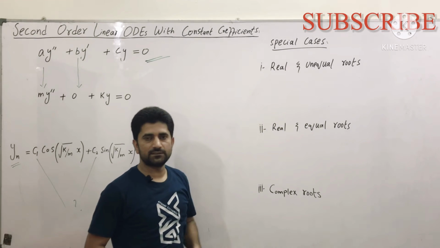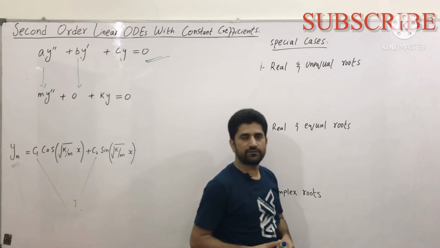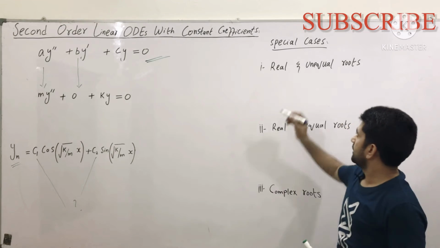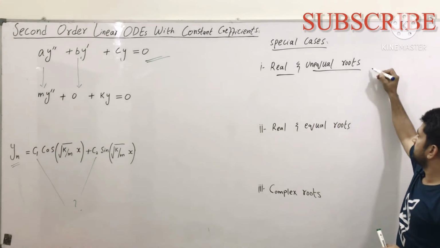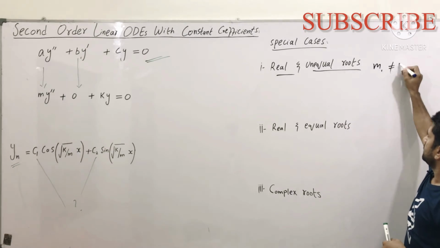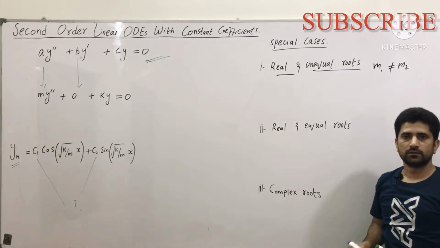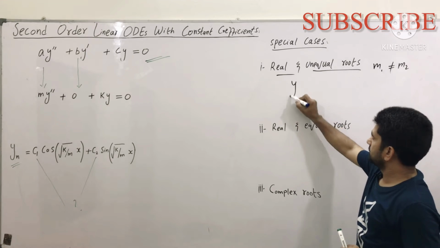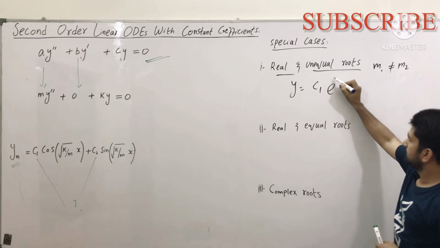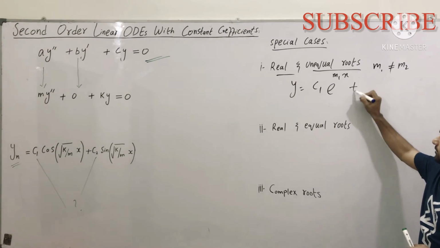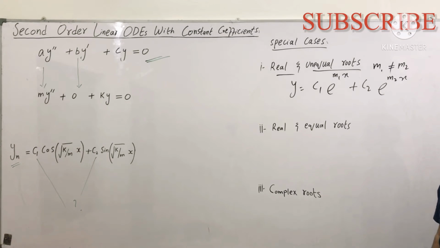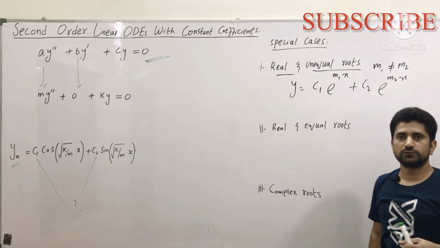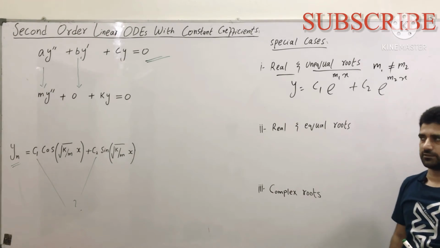The first case is when the roots of the second order differential equation are real and unequal, meaning both the roots are different, m1 not equal to m2. Then y equals c1 e to the m1 x plus c2 e to the m2 x, where m1 and m2 are the roots of the second order differential equation.